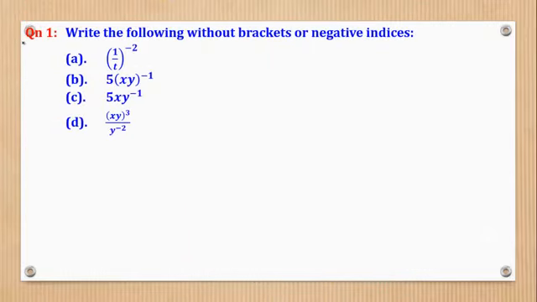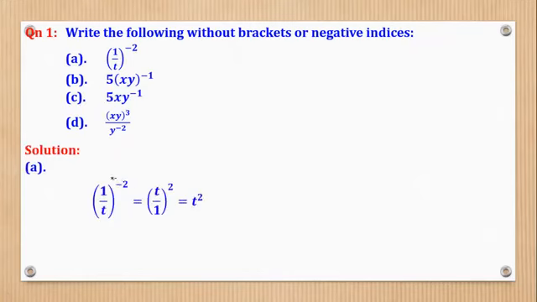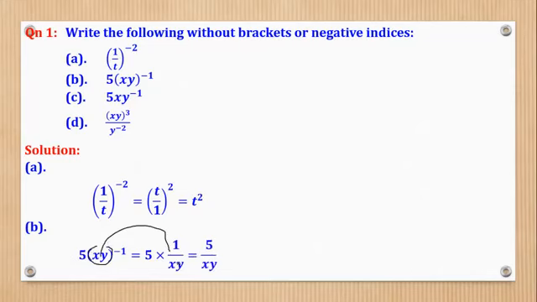So before we forget that, let's do some questions. Question 1 says, write the following without brackets or negative indices. So to make this power positive, you get the reciprocal, which is t over 1, and this becomes positive. T over 1 is t raised to the power 2, becomes t squared. Then this one, the whole of this is the reciprocal, so it will be 1 over xy. In the end, we shall come up with 5 over xy.